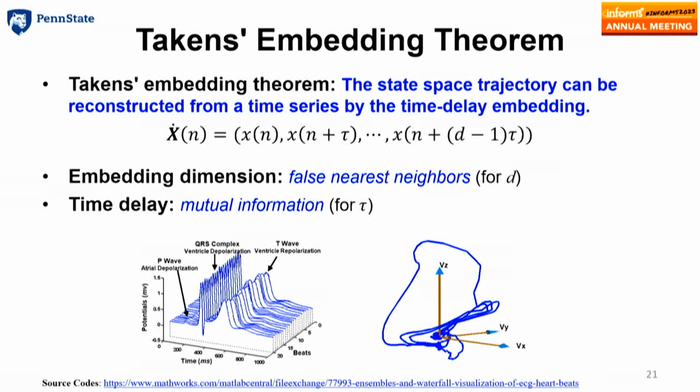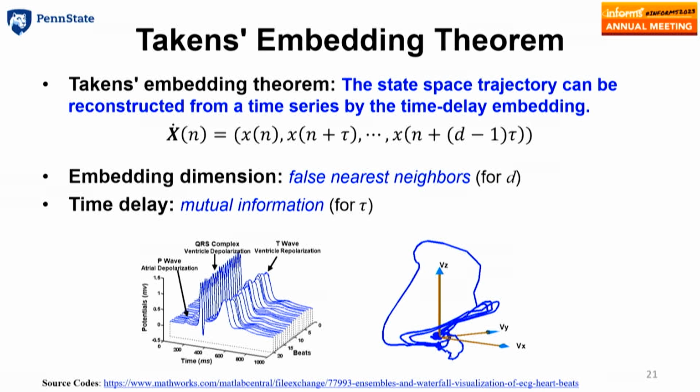If you have a time series, or multidimensional operational data, how do you embed it in the state space? This comes to Takens' embedding theorem. The state space trajectory can be reconstructed from a time series by time delay embedding. That means if you have a one-dimensional time series, you can delay this time series by tau, and then you get the second dimension, and you continue until you reach the d minus one dimension. So from x_{n+0tau} to x_{n+(d-1)tau}, in total we have d dimensions. The embedding dimension is optimally determined by a method called false nearest neighbors for d, and the time delay is determined by mutual information.